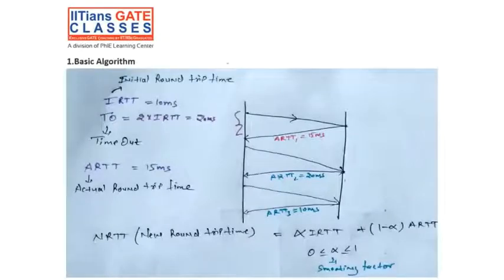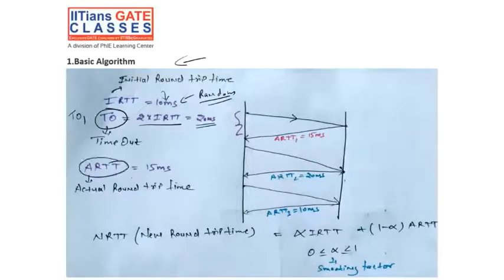See, the first one is the basic algorithm. Let's say the initial round trip time is 10 milliseconds. Let's say this is random. So the initial timeout will be 2 into whatever your round trip time is. The first timeout will be 2 into RTT. So in the starting, 10 milliseconds is there, so it will be 20 milliseconds, right? That is your timeout. And the actual round trip time is 50 milliseconds, which is given.